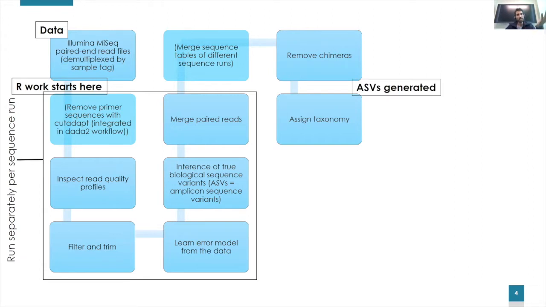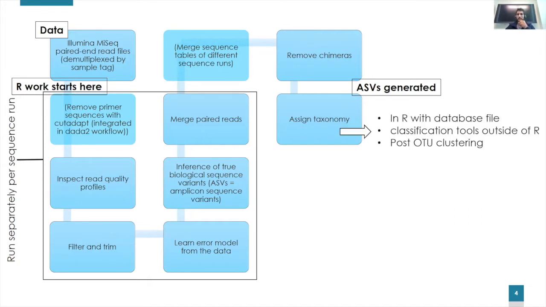And then we basically have our amplicon sequencing variants generated. And then, of course, especially with CO1 for animals, it gets a bit tricky with assigning taxonomy. You can do this in R with the database file you have gathered from somewhere, or like you have mined your sequences from GenBank, for example.